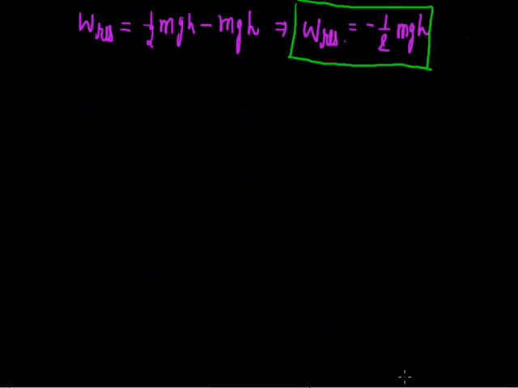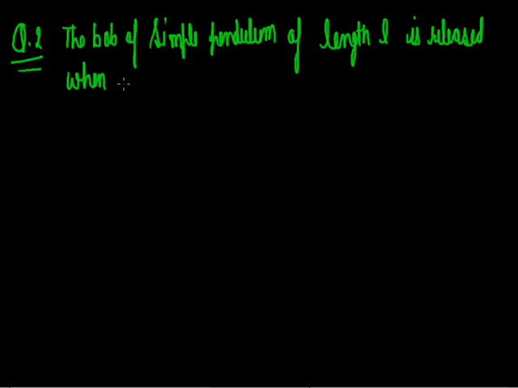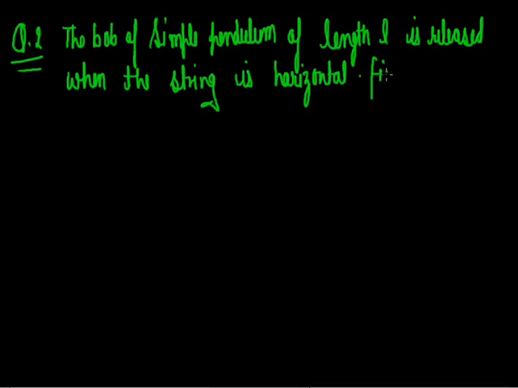Now the next question. The bob of a simple pendulum of length L is released when the string is horizontal. Find its speed at the bottom.